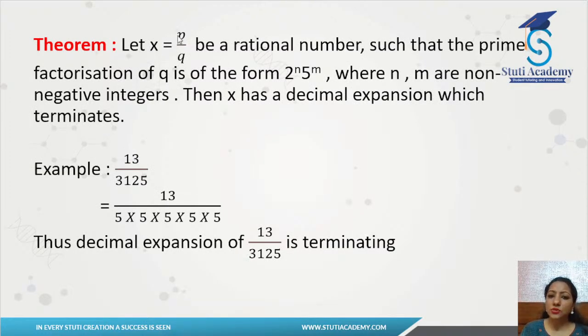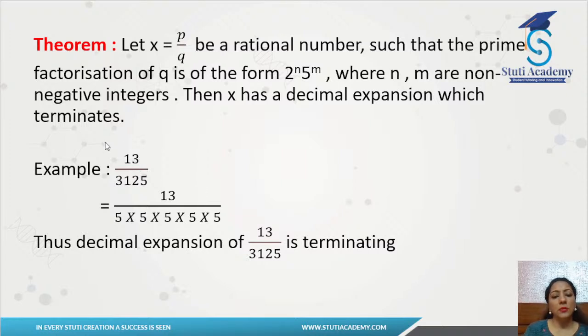Let x equal to P by Q be a rational number such that the prime factorization of Q, that's the denominator, is of the form 2 raised to n, 5 raised to m, where n and m are non-negative integers. Then x has a decimal expansion which terminates. So we have an example here, 13 upon 3125.